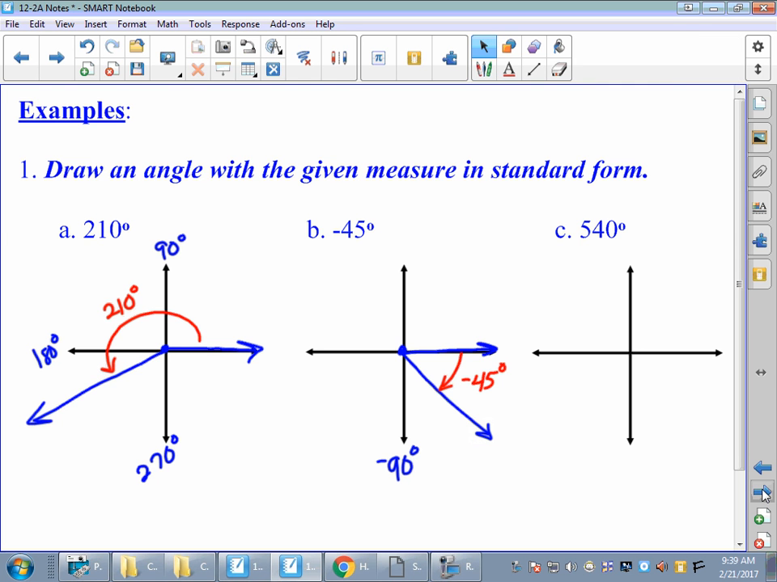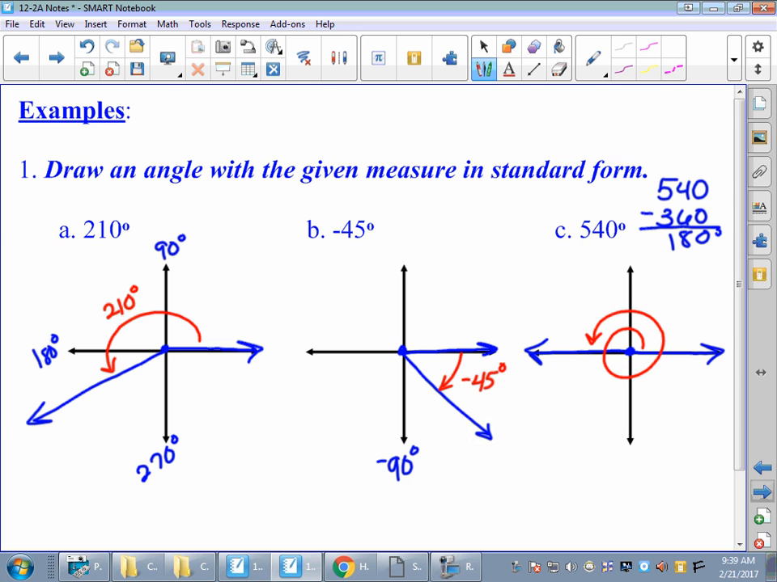540 degrees. If I do some quick math, I know I'm going around 360 degrees, and so when I figure that out, I'm also an additional 180. So I go around once and a half. So here's my initial side. I'm going to end my terminal side at 180. But to show that I went around once, I need to loop around once and then a half, 1.5 times. 540 degrees counterclockwise.